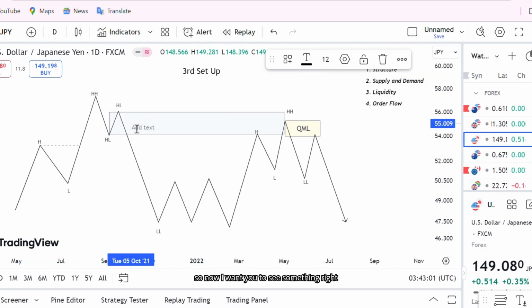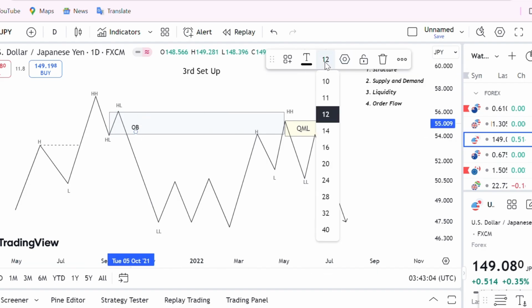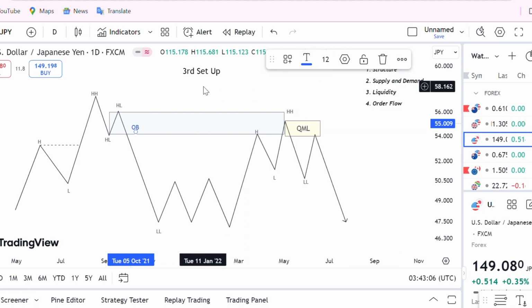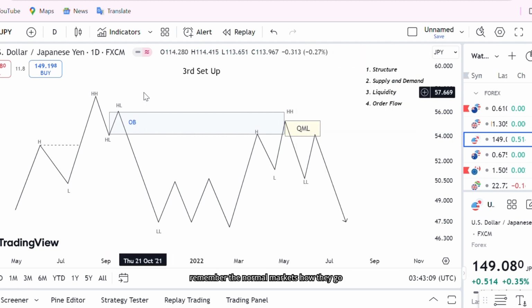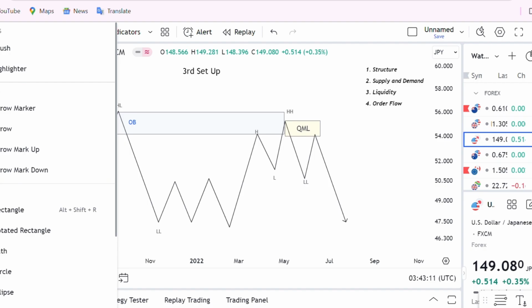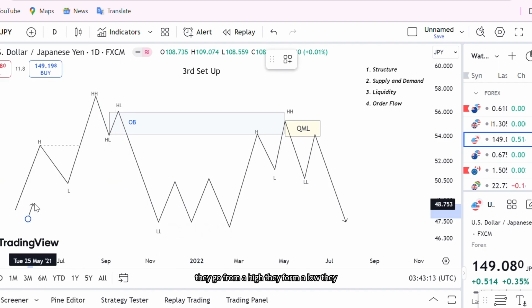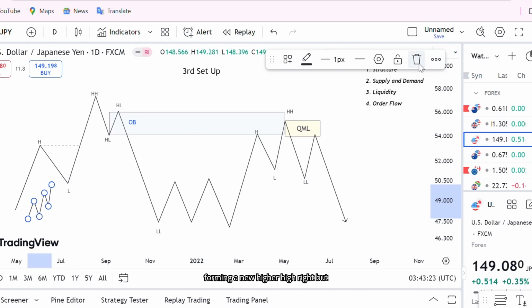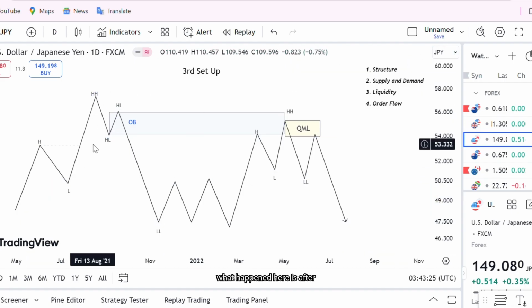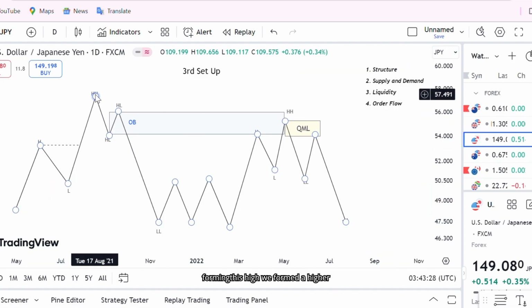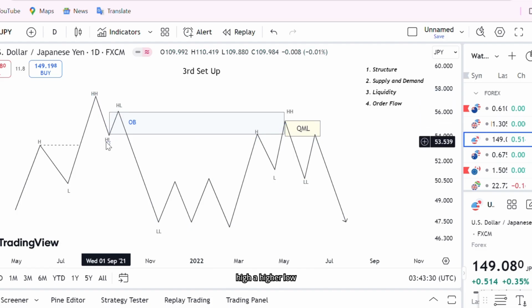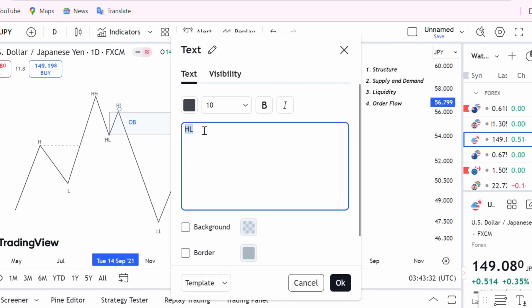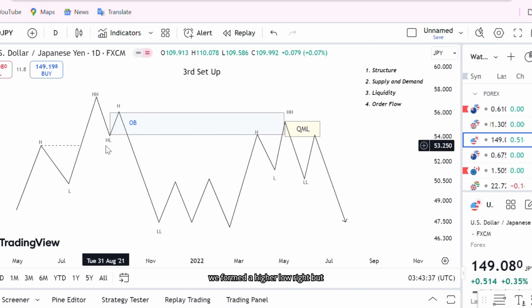So now I want you to see something, right? Remember, the normal markets, how they go is they go from a high, they form a low, they form a higher high, and they form a higher low, and they break this high, forming a new higher high, right? But what happened here is, after forming this high, we formed a higher high, a higher low. We formed a higher low, right?